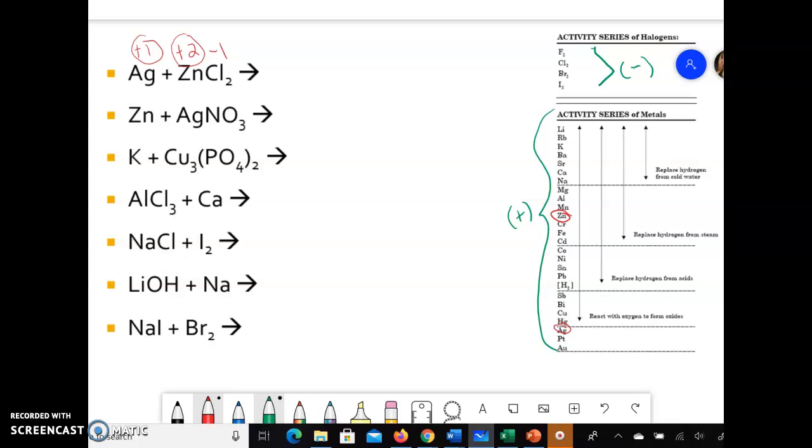Well, it already has the partner. It's already with chlorine, and so this is a case where nothing will happen. And that actually saves you a lot of time because you don't have to do anything else. You just write DNR for does not react, and you can move on to the next one.